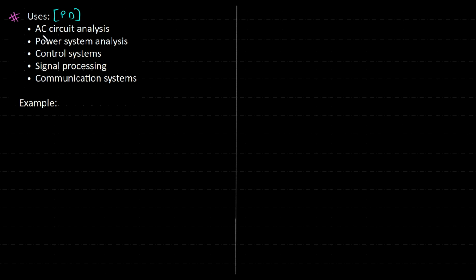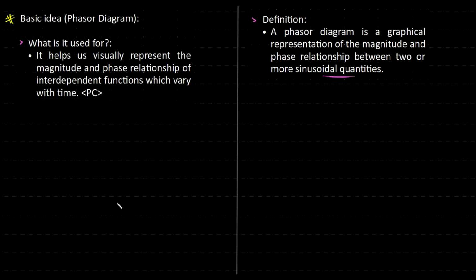The uses are that it is used to represent AC circuit analysis. It is used to represent quite a few things, and it helps us analyze power systems, control systems, signal processing, communication systems, and so on and so forth. So in all of this, we'll make use of the Phasor diagram. Actually, let me put up a diagram over here. It helps us understand things better.